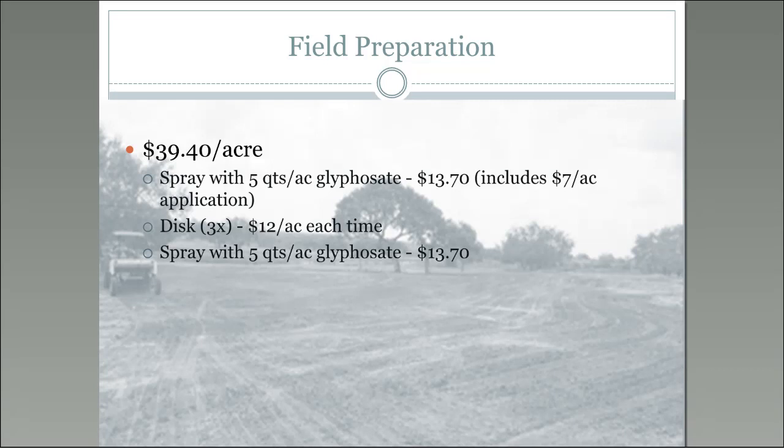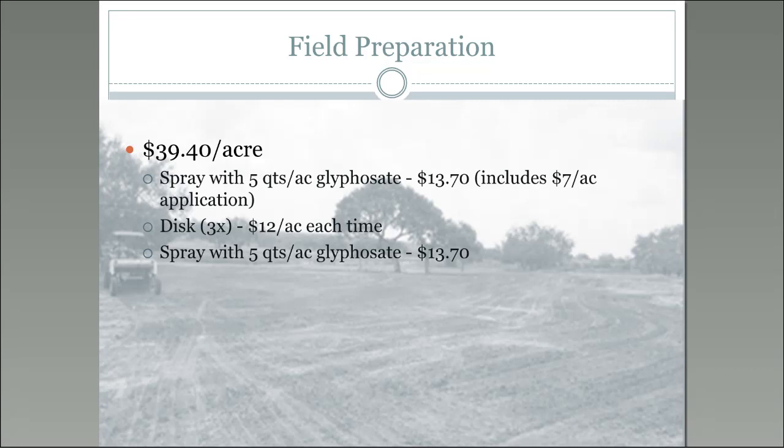We also assume disking 3 times, and in a lot of scenarios you might get away with double disking, where you would just go one way with the disc and then the opposite direction. But then for introduced grass species, sometimes you need to disc up to 4 or 5 times. So our assumption was 3. It costs about $12 per acre each time that you disc. And then right before we seeded, we decided to spray with 5 quarts of glyphosate again at another $13.70.